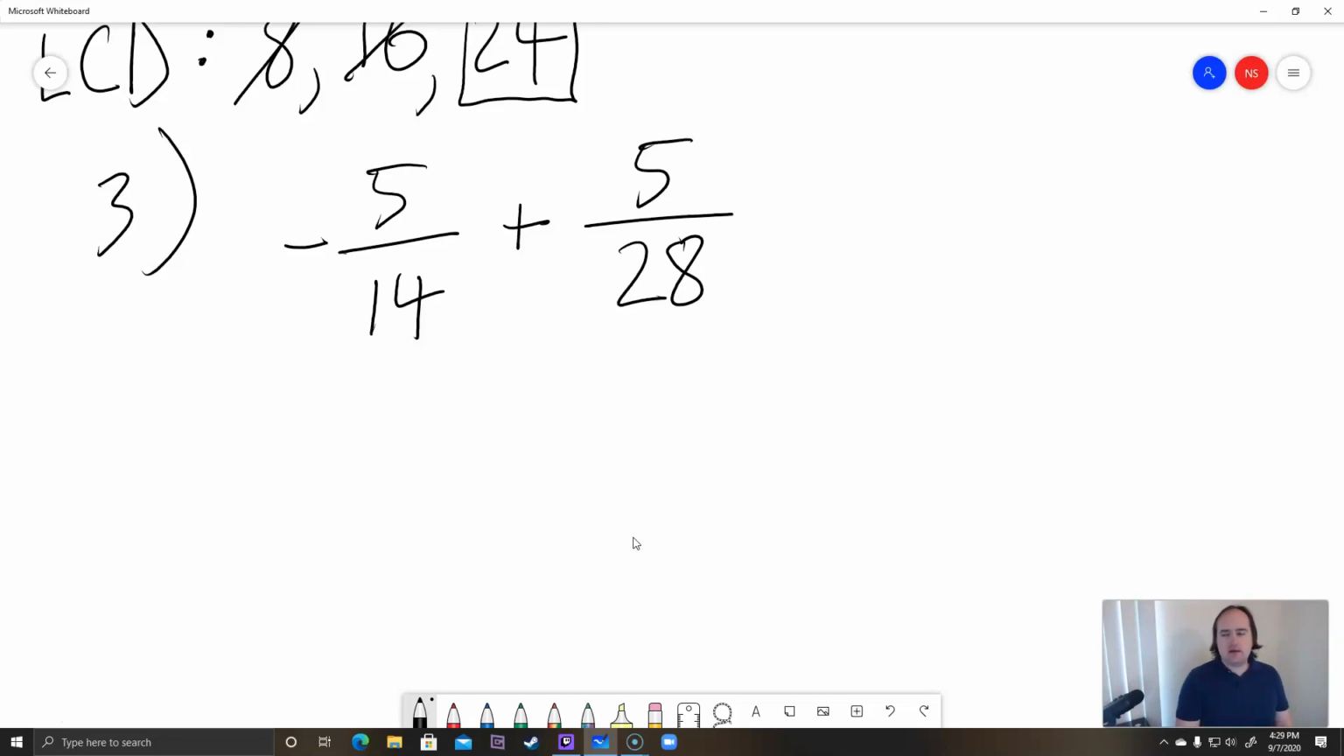Now with this one, you might not need to write down the LCD because it should be obvious to you what is missing. Because here we have 14, here we have 28, and we know that 2 times 14 is 28. So you should be able to see that what we're missing in this first denominator is a 2. Because we want them to both have the same denominator, so we multiply this first fraction by 2. And of course you have to multiply on the top and the bottom.